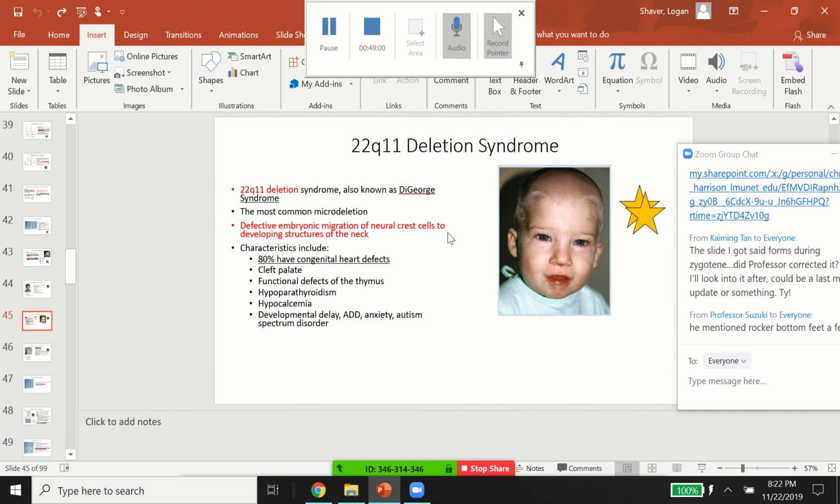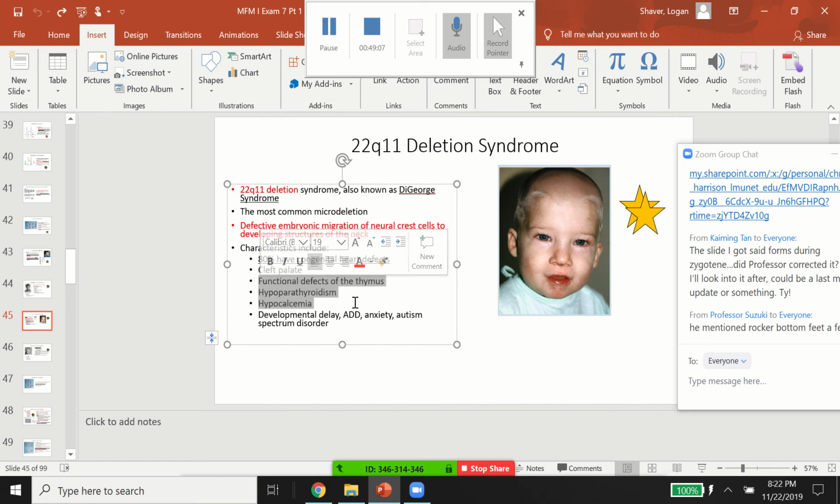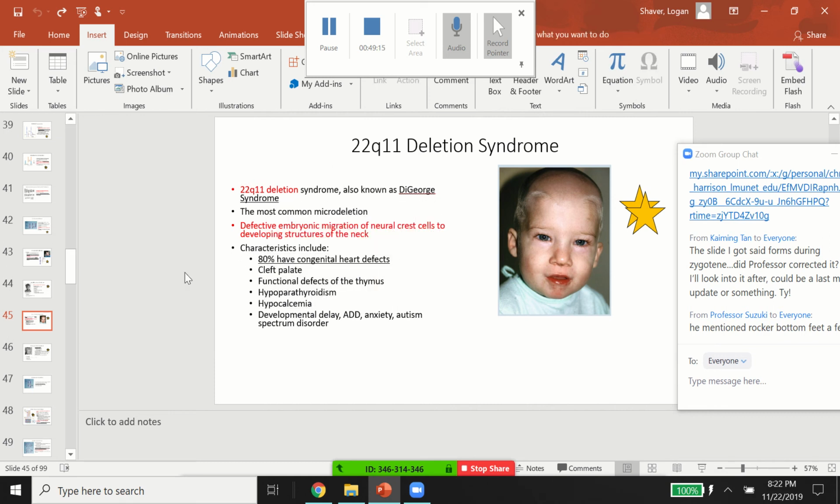More than likely, if they're going to give you DiGeorge, they're going to ask you about this sort of thing with the whole thymus and cleft palate. These three are the more important ones for sure. Also, since so many of them have congenital heart defects, maybe they mention something about that as well.